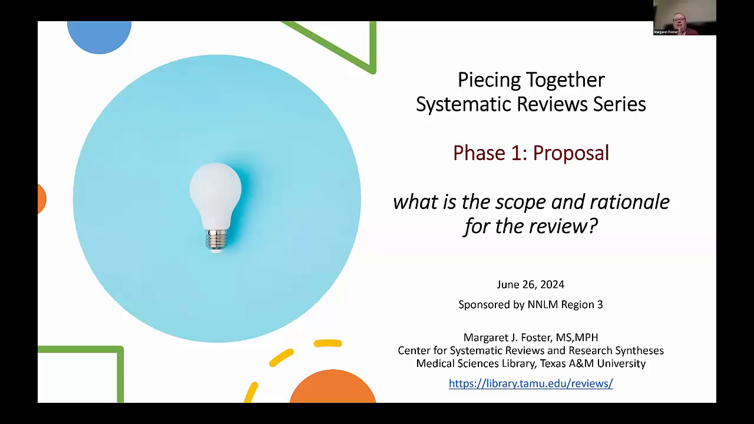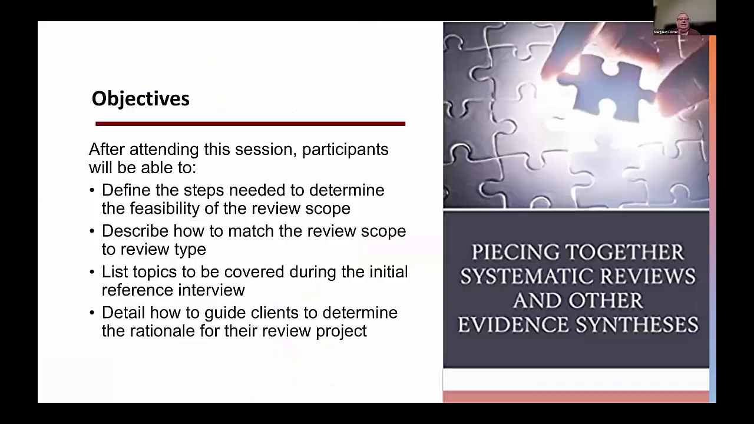So today we're going to be focusing on the proposal, and the main part of the proposal is figuring out what is the scope and rationale for this review. My objectives are to talk through some action steps that you can do with your clients to figure out the feasibility of their review. The hardest part is matching the review to their question, listing those topics that need to be covered in the initial reference review, and then hopefully along the way detailing how to help your client figure out the rationale behind this review.